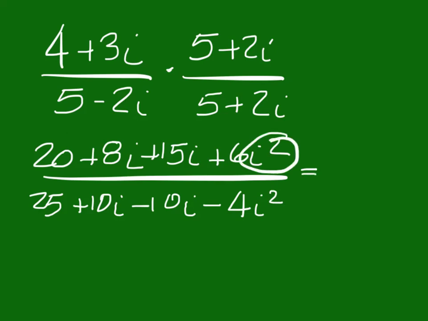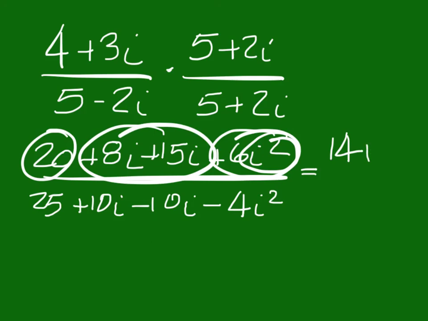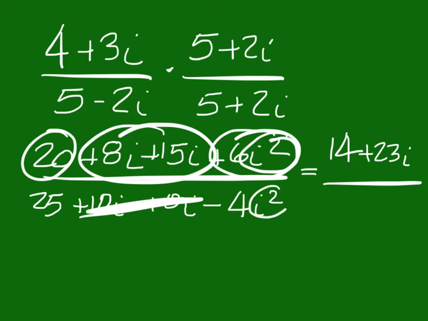This is negative 1, with the 6 is negative 6, with the 20 is 14. These create 23i. And on the bottom, these cancel out. Negative 1 with the negative 4 is plus 4, and with the 25 is 29.